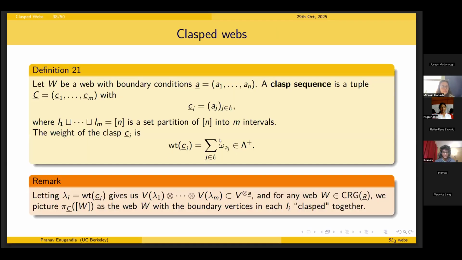Okay. Here's a remark: anytime I have these clasp sequences, I could just look at the weights of the clasps, and this tells me which tensor product of irreducibles I'm considering. So the weights of the clasps tell me the weights of the irreducible representations, and this is the machinery I'm going to use to talk about bases for these tensor powers of arbitrary irreducibles.